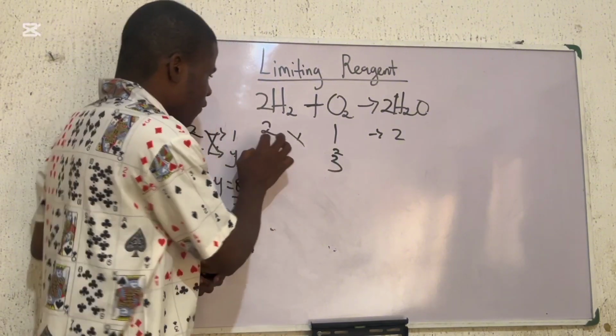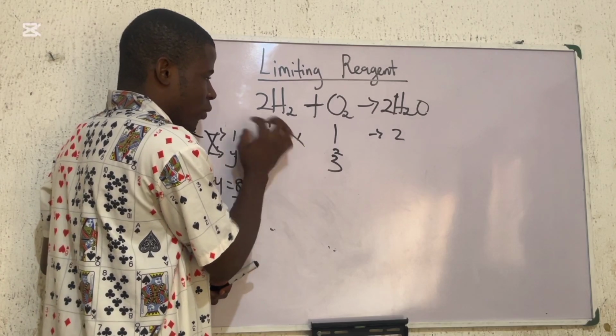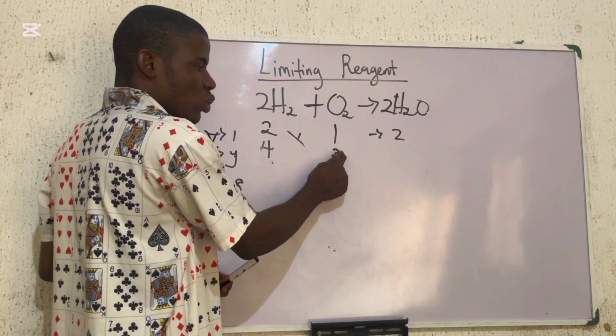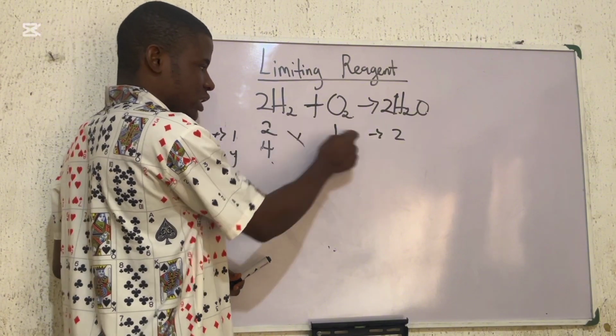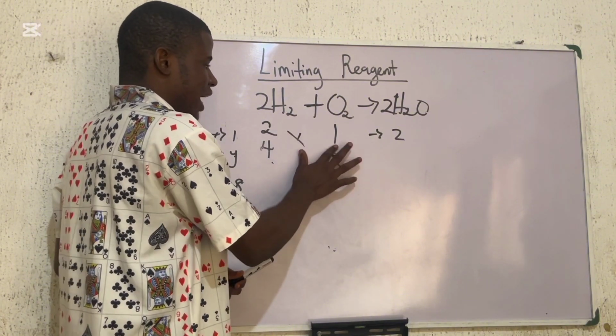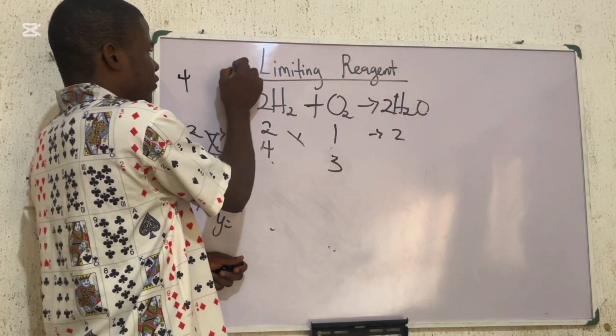Try to understand what I mean. From what I explained, 4 moles of hydrogen gas is meant to react with 2 moles of oxygen. Is it clear? This is the standard condition. Now, if they ask you, we know that the standard condition says 4 to 2.